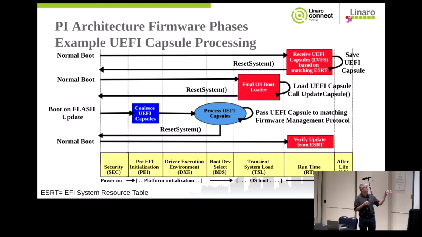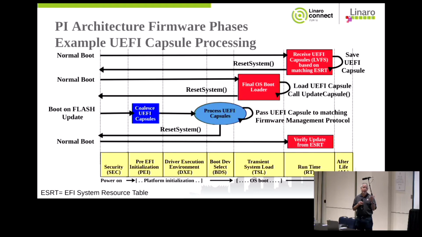So we have those coalesced capsules come up on that boot on flash update path, and we get up to the processing of capsules in the DXE phase there, right before what's called end of DXE. It's actually implemented in the BDS module just before you get to the end of DXE. And we process capsules. We know we're in boot on flash update. There may be a list of capsules. We process each one of those.